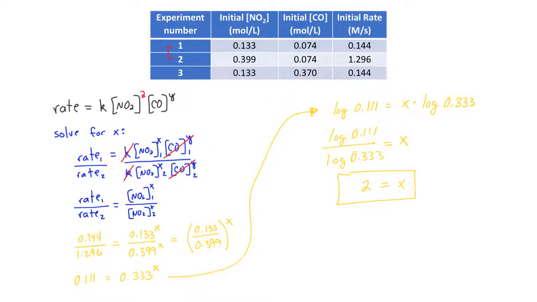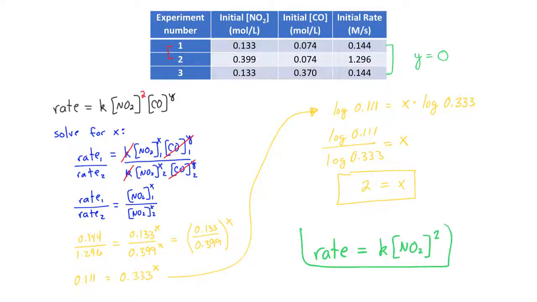This one is actually really easy to solve, because if we look at the rates, we see that when the concentration of CO is increased, the rate stays the same. It's 0.144 molar per second in both experiment 1 and 3. That means the concentration of CO has no effect on the rate of the reaction, so the exponent y is equal to 0, because anything to the 0 power is equal to 1. The reaction is 0th order with respect to carbon monoxide, so the experimental rate law is simply rate equals k times NO2 squared.